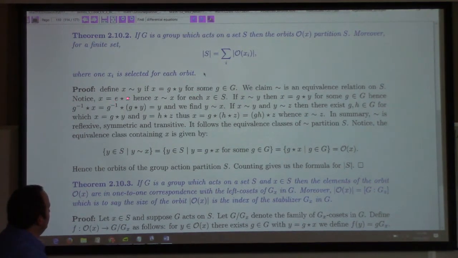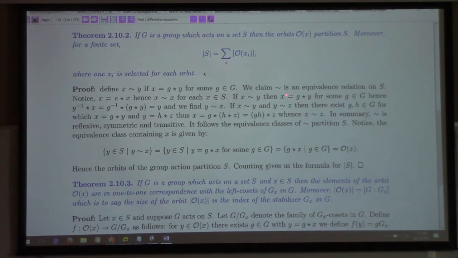So first of all, X is equivalent to X by axiom 1 of the group action. So it's reflexive. Symmetric: if we have X is equivalent to Y, that means you have this, right? But if you have that, you can act on both sides by G inverse. So if G moves Y to X, then G inverse will move X to Y. And that's what I did. I multiply both sides up.